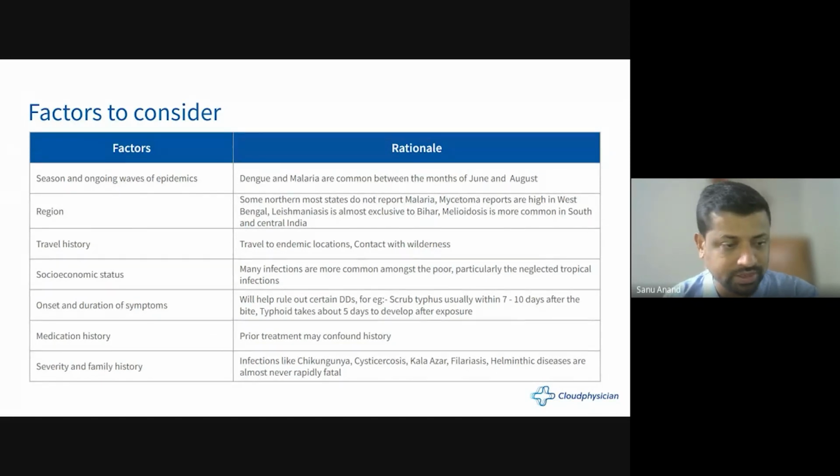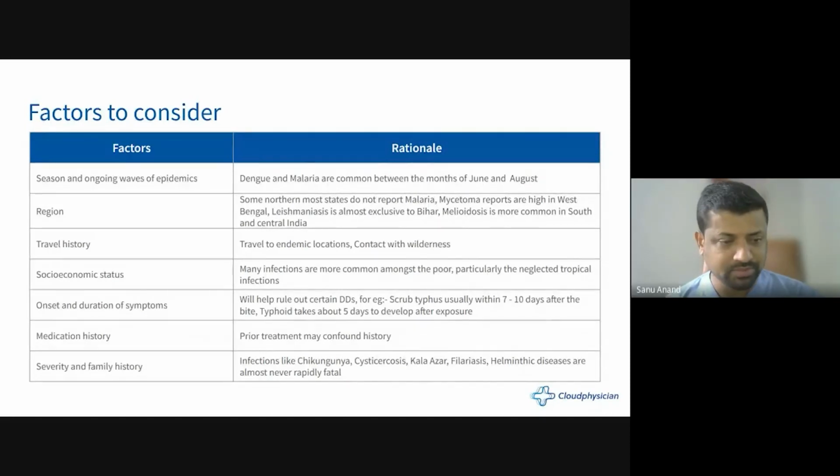So it's important to know that some people may have received steroids, which may actually mask a lot of your findings. And antibiotic treatment, of course, again leads to partial resolution of disease, which may actually confound your whole spectrum of presentation, and sometimes even pop up negative cultures. That's because the bacterium has abated, but the source remains. So this is important to take medication history, severity, and family history.